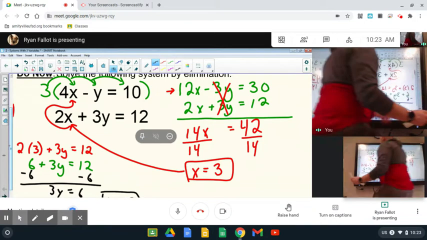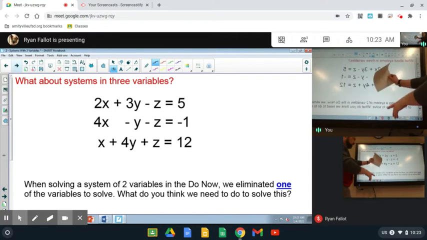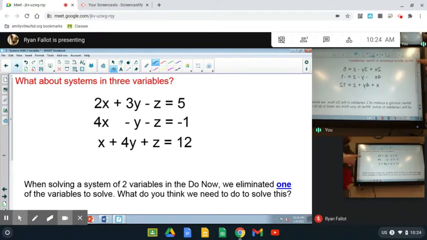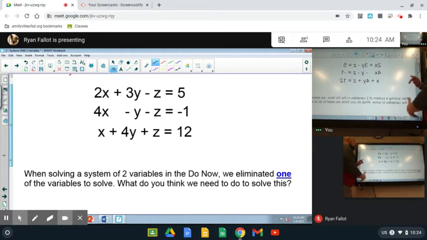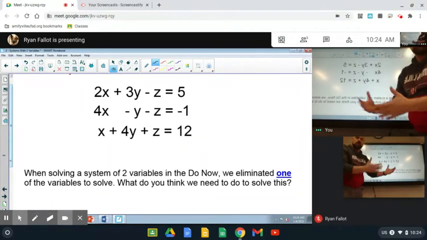There we go. All right, so if you look at the next questions, what about systems in 3 variables? So we now have 3 questions with 3 variables in them. We've got 2x plus 3y minus z equals 5, et cetera. Now, when we solve this problem in the do now in a system of 2 variables with 2 equations, we eliminated one of those variables to make it solvable, right? So in order to do this one, we're going to need to eliminate 2 of the variables, but sometimes you'll be able to do them at the same time, which we'll see as we work on some examples.